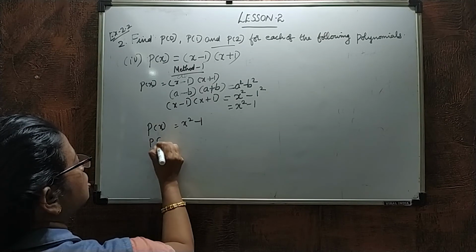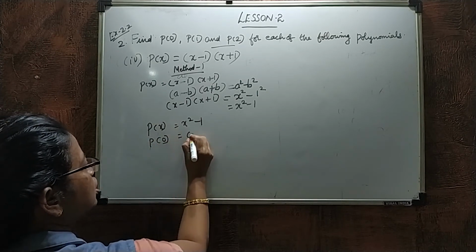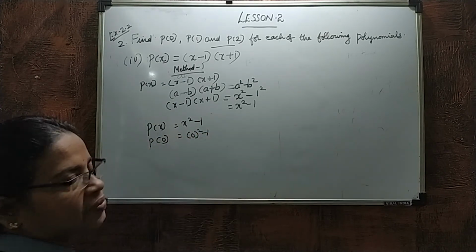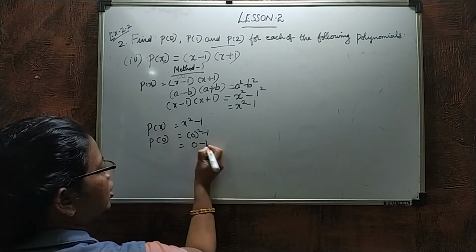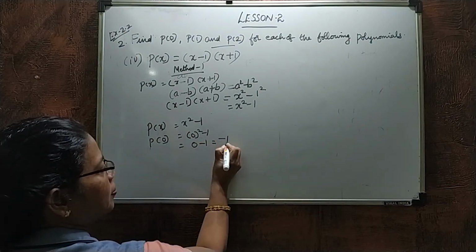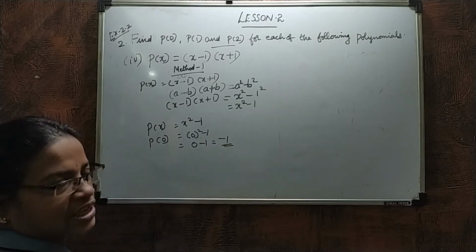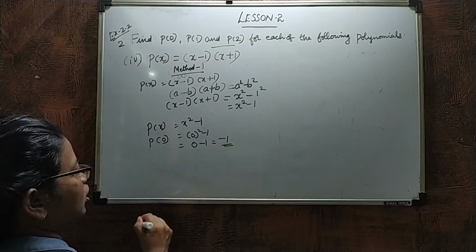Then P of 0 equals 0 square minus 1. What is 0 square? It is 0 minus 1. You will get the answer minus 1. Don't leave this minus sign, okay? Here it is negative 1.